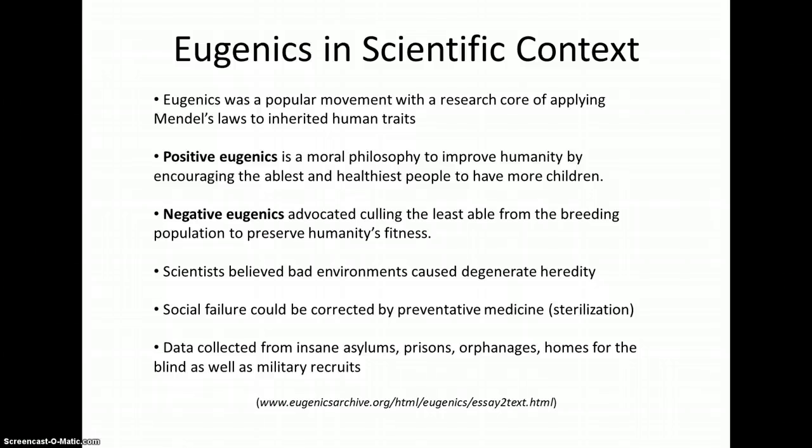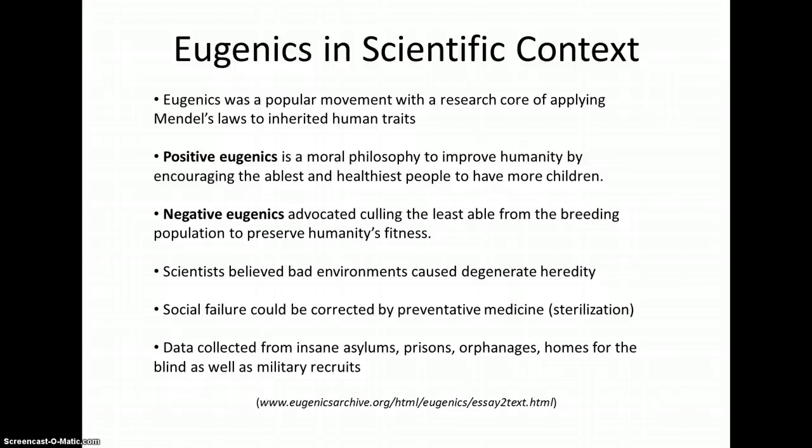Positive eugenics is a moral philosophy that says we can improve humanity by encouraging the most able and the most healthy people to have more children. Negative eugenics is the opposite. Here we cull the population to remove the least able from the breeding population and thereby increase or preserve humanity's fitness.